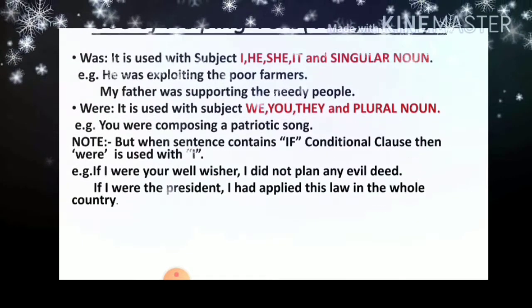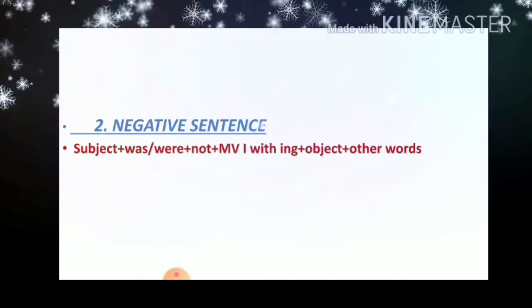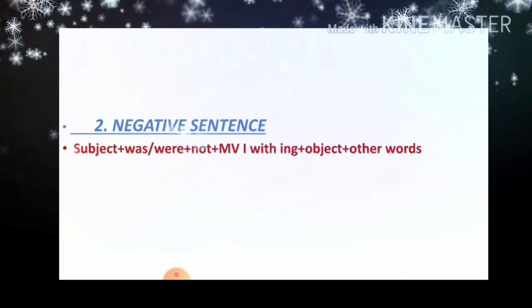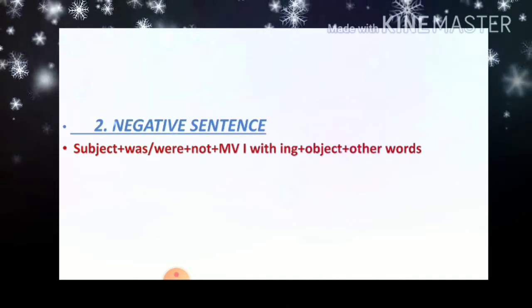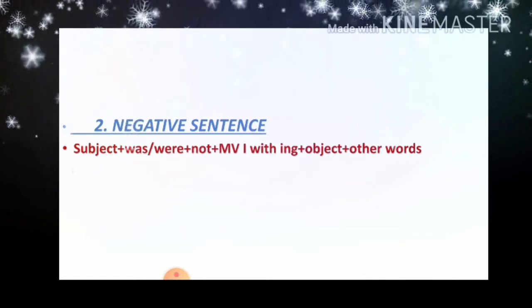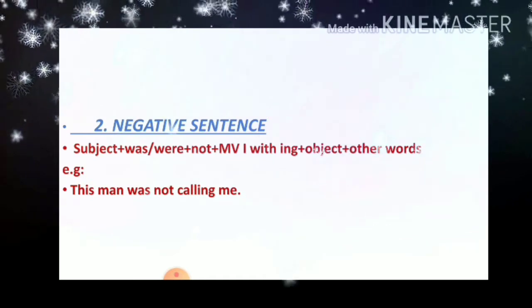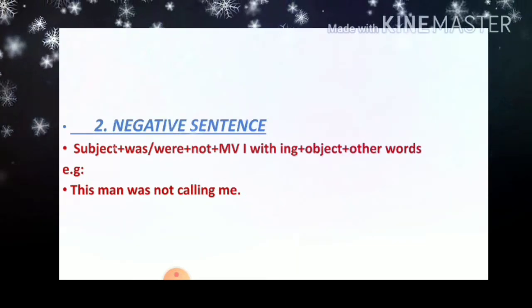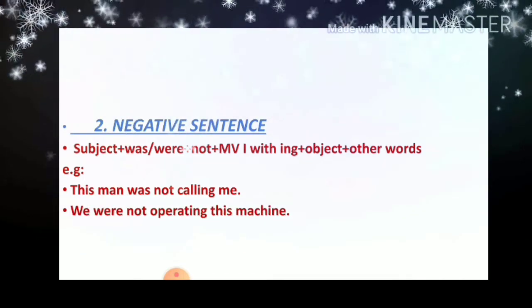Now the next kind of sentence is the negative sentence. You know very well it is for negation, so you have to use not along with was or were. So the structure is subject plus was or were, next not, main verb with the ing form, and the other things remain the same. Now the examples are here: this man was not calling me. So here, as per the subject, this man is singular, so was is used. Next: we were not operating this machine. In the same manner, were is used here.